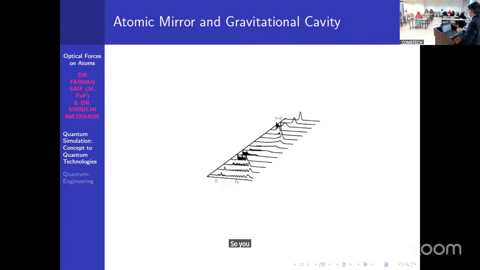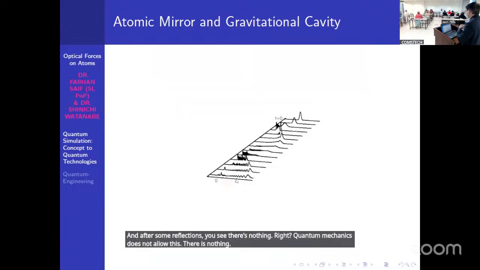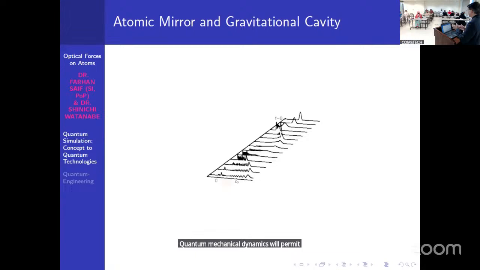You can compare it with something like what happens in a teacup. If you drop a sugar cube in the teacup, you see ripples. The ripples go to the wall, they come back, they're lesser, and they go again to the wall and come back, they're even lesser. And after some reflections, you see there is nothing. Quantum mechanics does not allow this. Quantum mechanical dynamics will permit that the way it vanishes, in a very similar way it reappears. It's a very strange quantum mechanical phenomenon, which is named quantum revival.